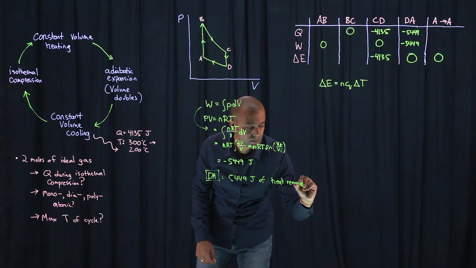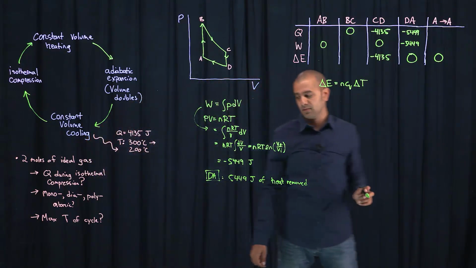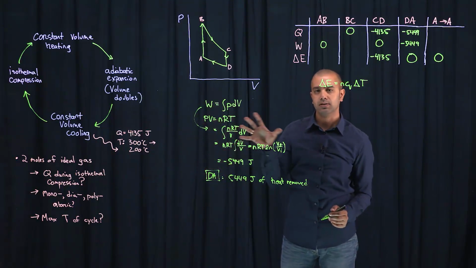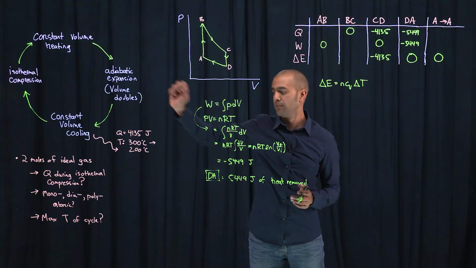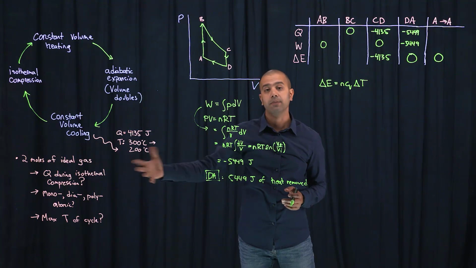Okay. You see how the table has really helped us to organize our information and find that quite easily. Next question says, what kind of gas is it? Is it monoatomic, diatomic, or polyatomic? How is that related to anything we have in the problem? Well, this dictates what the heat capacity is.